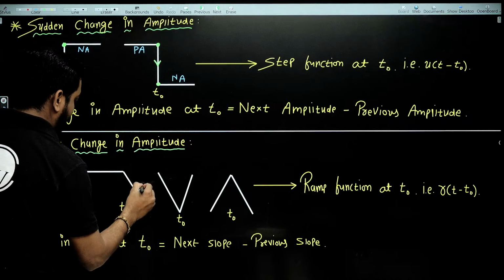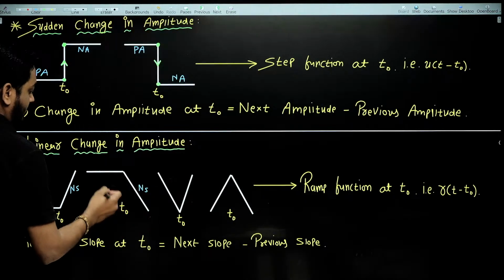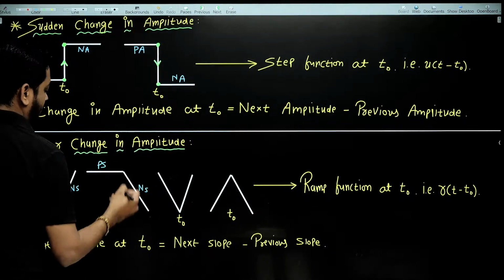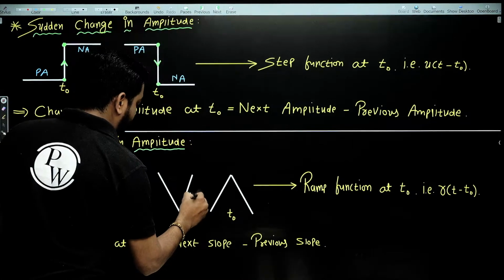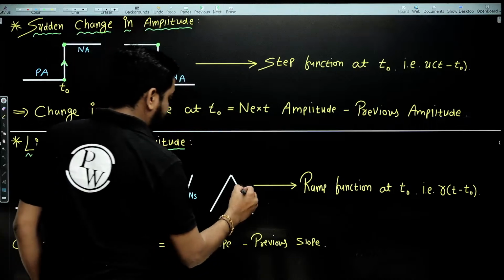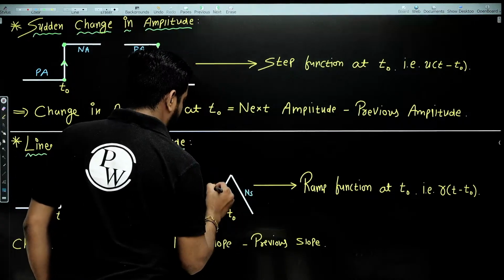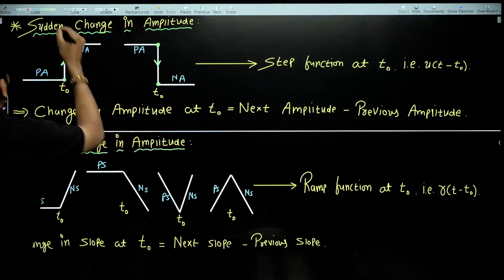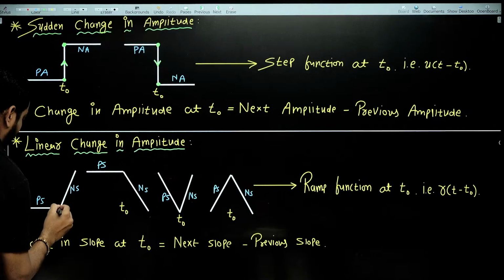Here this is the next slope, next of t naught, and this is the previous of t naught, the previous slope. Here this is the next slope. Correct? This is the previous slope. Here also this is the next slope, guys, and this is the previous slope. Are you getting it, each and every one?